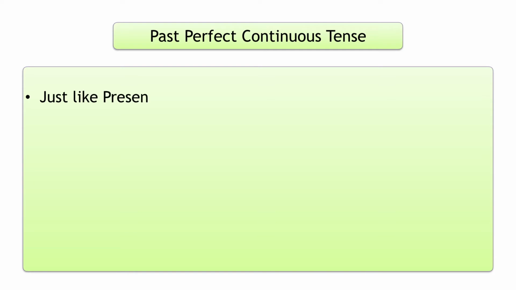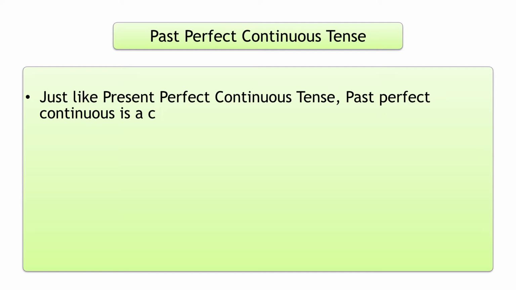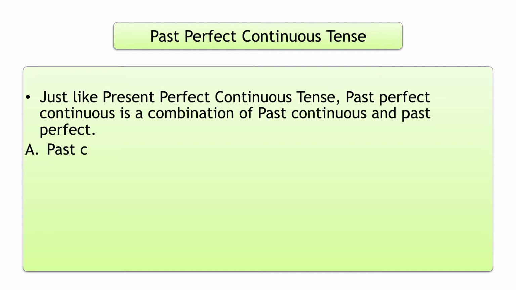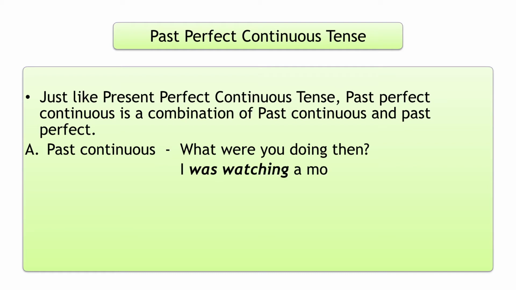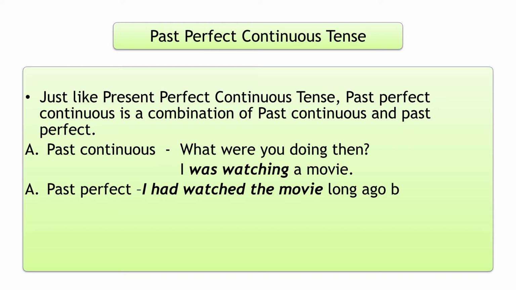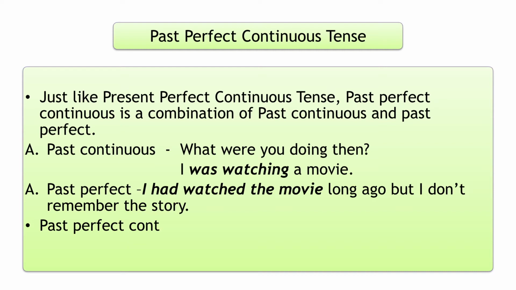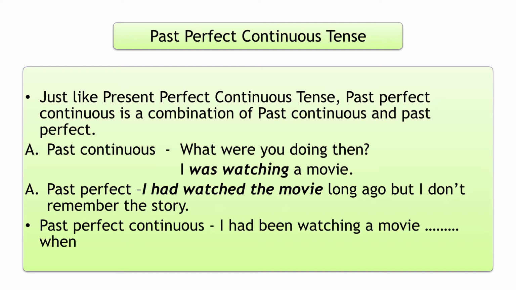Just like present perfect continuous tense, past perfect continuous is a combination of past continuous and past perfect. The example in past continuous: What were you doing then? I was watching a movie. In past perfect: I had watched the movie long ago, but I don't remember the story. The combination of these two sentences could be: I had been watching a movie when the doorbell rang.